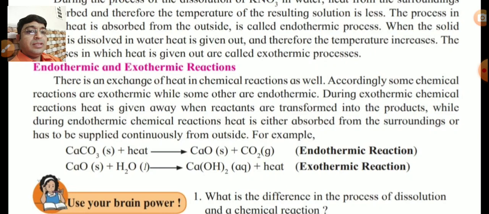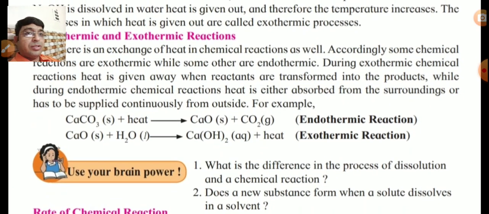Next example given, CaO, calcium oxide in solid state, plus water, H2O, liquid, then forms Ca(OH)2, calcium hydroxide in aqueous state, because we are adding water to CaO, plus heat is generated or liberated. That's why this is an example of exothermic reactions. So here the second question asked in the exam: distinguish between endothermic reactions and exothermic reactions.